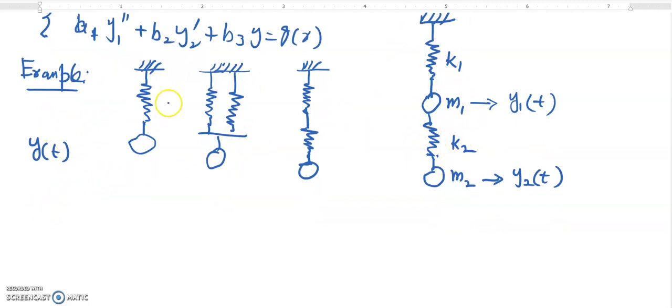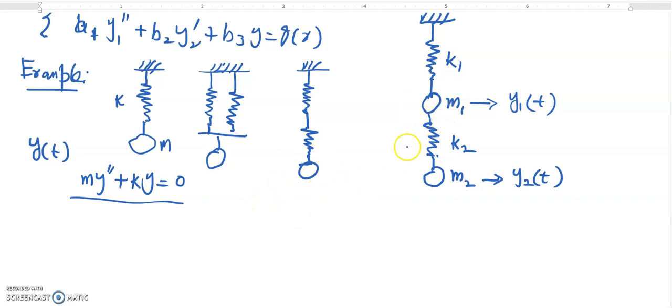We know that for a single setup, with no damping and no driving force, we can have this kind of equation. For example, if this is k and this is m, then m y double prime plus k y is equal to 0. This is the equation we have set up many times before. For this type of system, we will need to set up the equations.